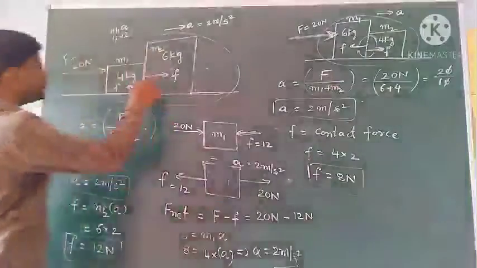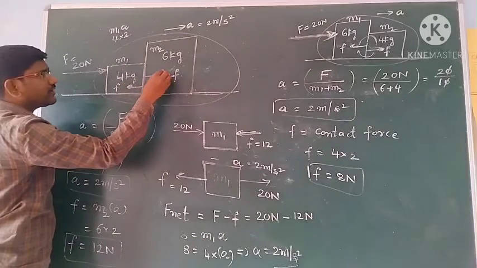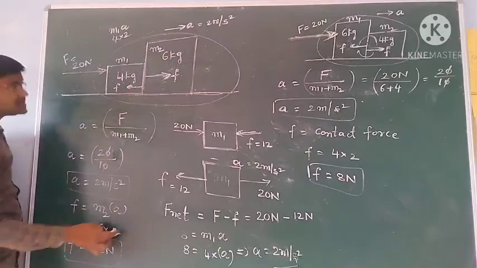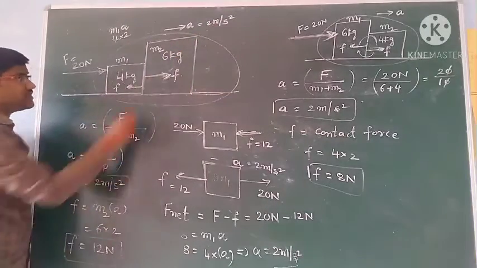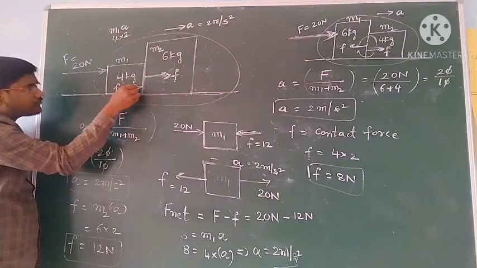And for the contact force between these two blocks here, the lighter block is pushing the heavier block. This f is equal to M2 into A. M2 is 6 and A is 2, so 12 newtons. It means the contact force will be more here because it is trying to oppose with a greater force.